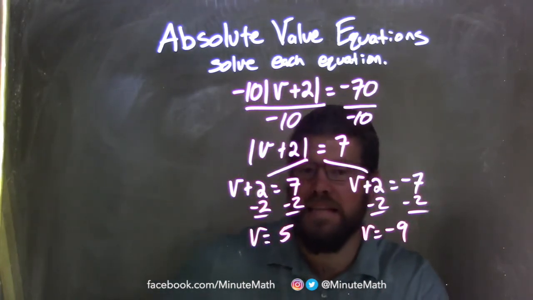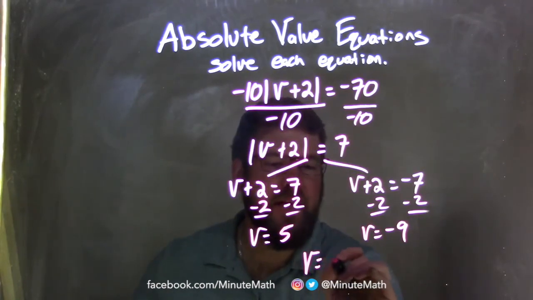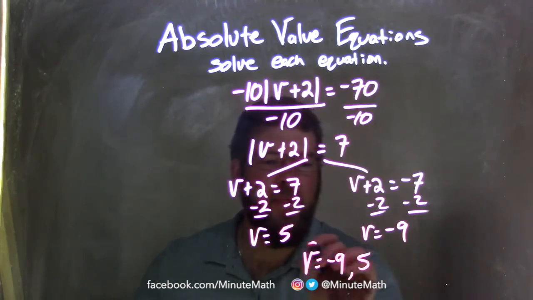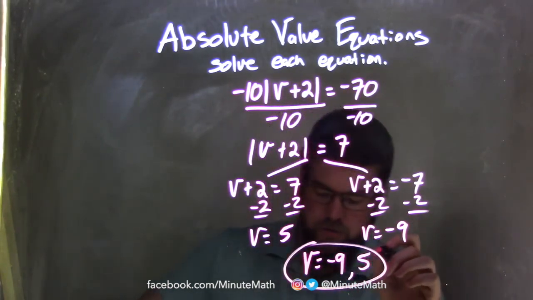We write this from least to greatest, right? And so that looks a little nicer. V equals negative 9 and a positive 5. And that is both of our answers. There's two answers here, negative 9 and positive 5.